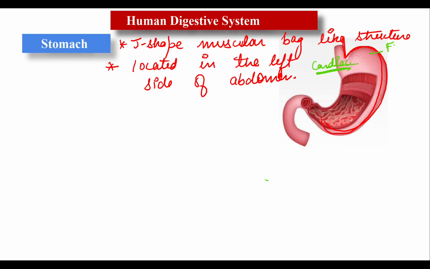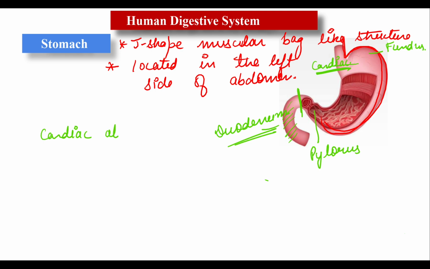So this is the fundus part, and this part is known as the pylorus part. This is not part of the stomach. This is part of your small intestine, which is known as the duodenum. Is it clear to everyone? So cardiac, fundus and pylorus are the three parts of your stomach. Now the question is, which part is attached to the esophagus? Cardiac part. Cardiac is attached to the esophagus.